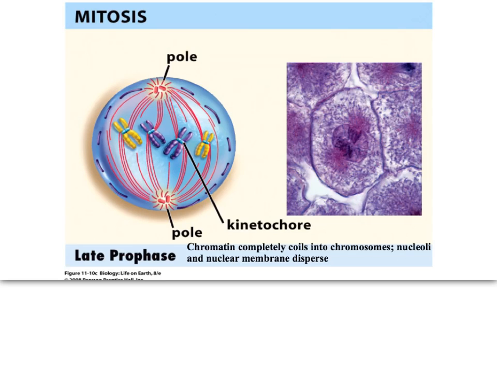And then by the end of prophase, my spindle is totally formed. So you can see my centrioles have formed the spindle and they've attached to the chromosomes. The nuclear envelope is almost all gone, and my chromosomes are totally in their condensed form.